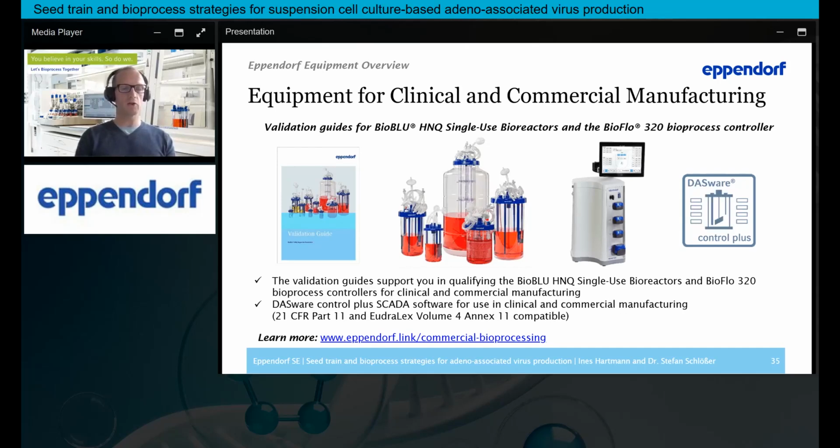And last but not least, before we start the Q&A session, we have also equipment for clinical and commercial manufacturing. So we have validation guides that support you in qualifying your equipment, the BioBlue H&Q single-use bioreactors, and also the BioFlow 320, which you can see here on the right side, the bioprocess controller, which are for clinical and commercial manufacturing, as Stefan already pointed out. The software here, the DASware Control Plus SCADA software, is for use in clinical and commercial manufacturing and is compatible with 21 CFR Part 11 and EudraLex Volume 4 Annex 11.